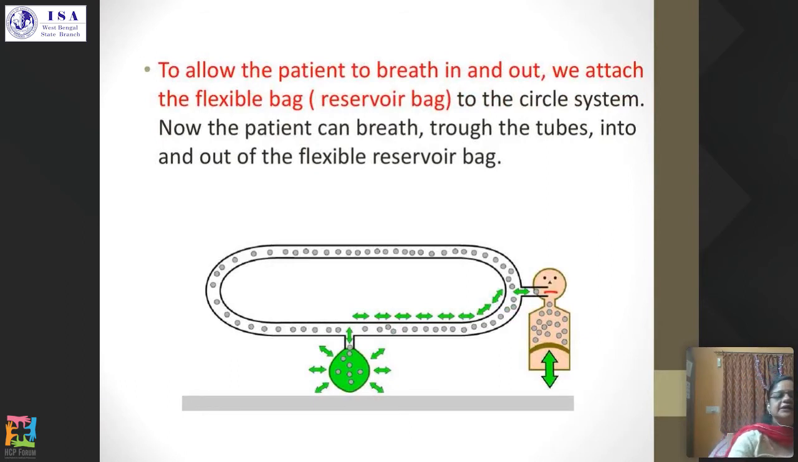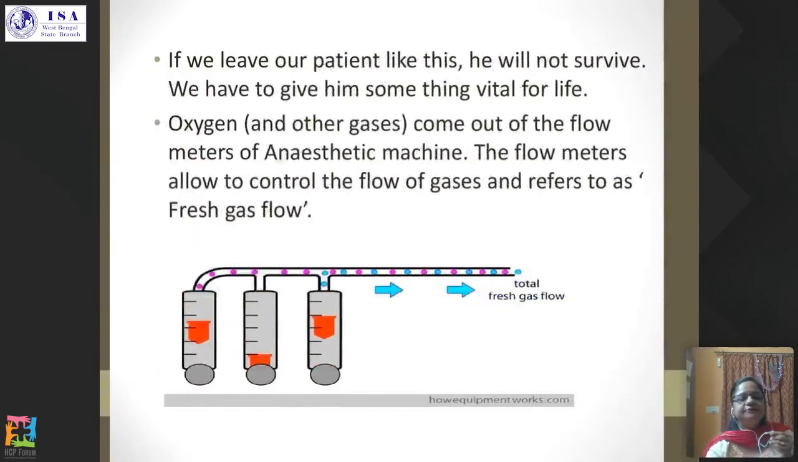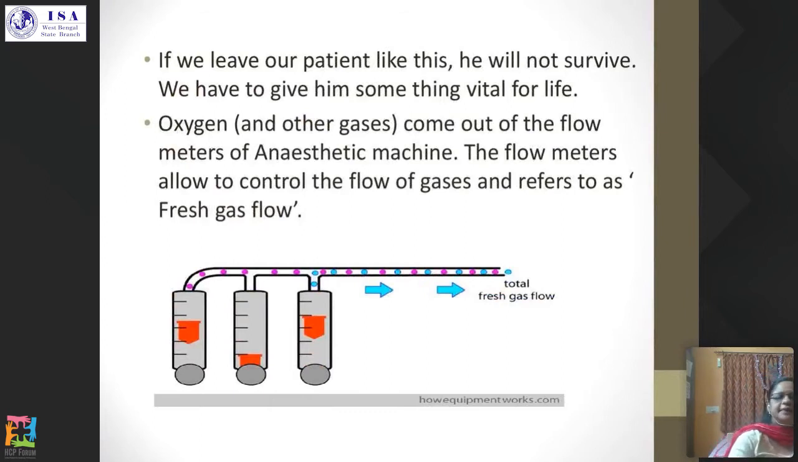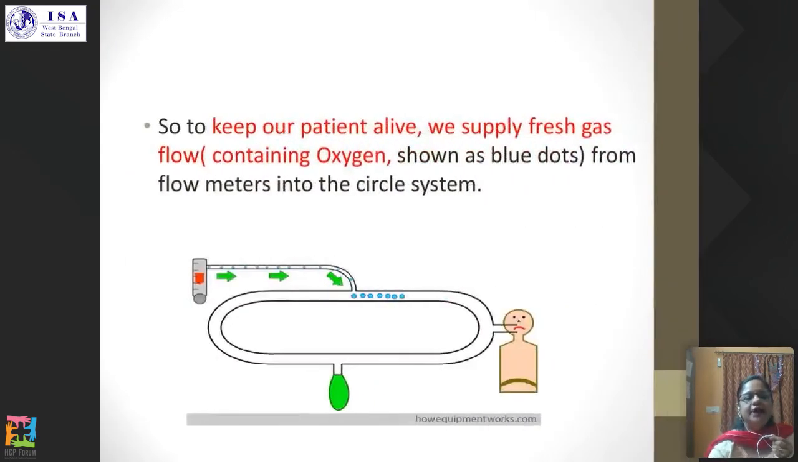What is that? To allow the patient to breathe in and out, we attach a flexible bag, or a reservoir bag. Next, we have a reservoir bag, but we have to add some air, that is the life-saving air. If we leave the patient like this, he will not survive. Why? There is no oxygen. Then oxygen comes out from the flow meter of the anesthetic machine, and we have to add it. Now we have added the flow meter. We keep our patient alive, so we supply fresh gas flow. That is, oxygen is coming.